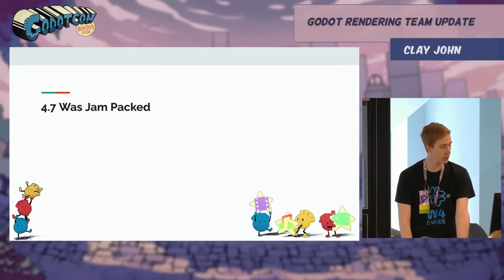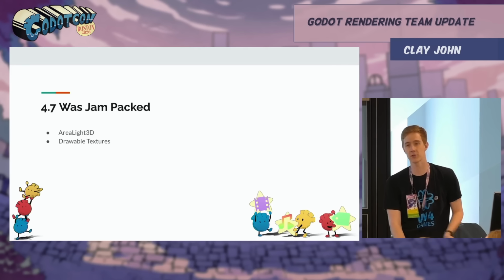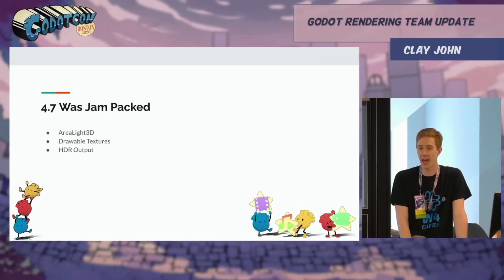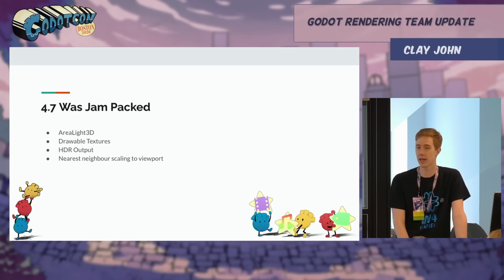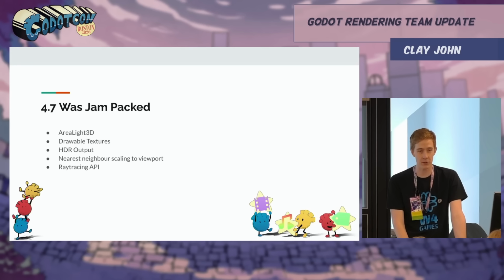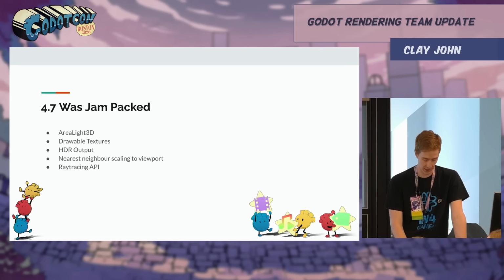Okay, and then overall, I'm not going to go through everything in 4.7, but it was really packed with nice features. So we have Area Light 3D, we have drawable textures, contributed by Colin here. We have HDR output, so that's for HDR screens. We already use HDR internally. We have nearest neighbor scaling, and we have a ray tracing API. We don't actually ship any features that use the ray tracing API, but it's there, and you can use it for your own games if you want to have custom features right now.